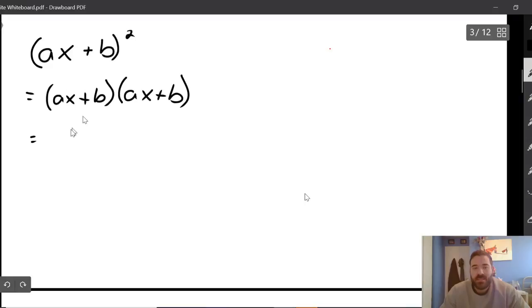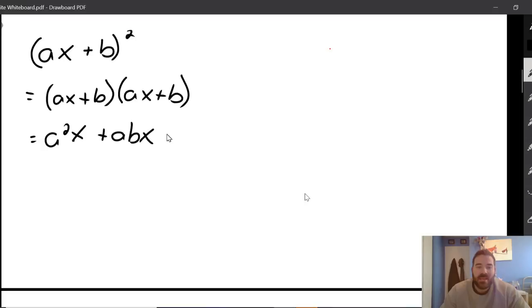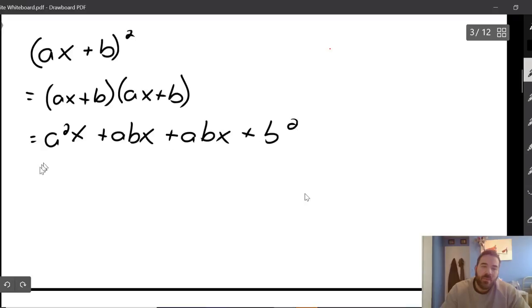So I'm going to get a times a, so a squared x squared. ax times b is going to give me positive abx. And then b times ax is going to give me plus abx again. And then b times b is going to give me b squared. And when I simplify this, I get a squared x squared plus abx, and there are 2 of those, so it's 2abx, plus b squared.